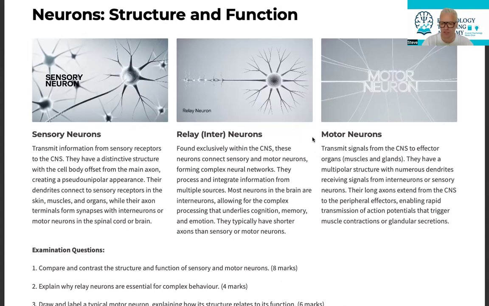Motor neurons transmit from the central nervous system to effector organs like muscles and glands. They have a multipolar structure with numerous dendrites receiving signals from interneurons or sensory neurons. They have long axons extended from the central nervous system to the peripheral effectors, enabling rapid transmission of action potentials that can trigger muscles to contract or glandular secretions.